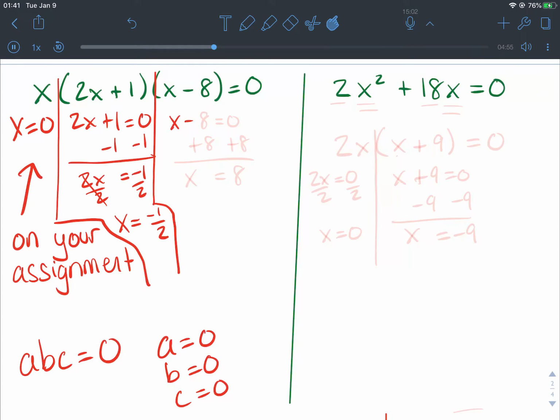And then the next part is pretty easy. It's done in one step. We simply add 8 to both sides and we get x equals 8.